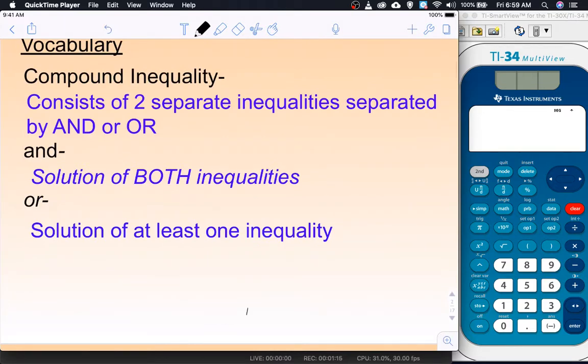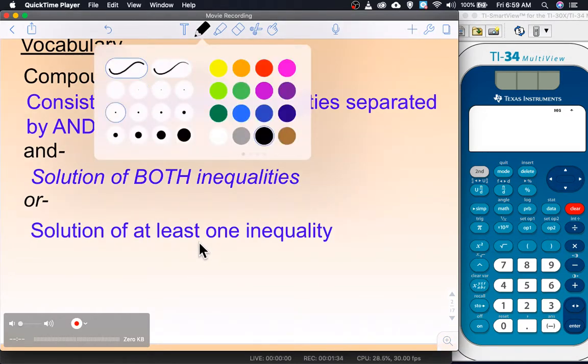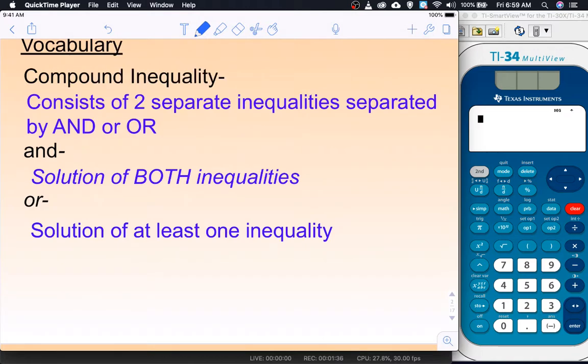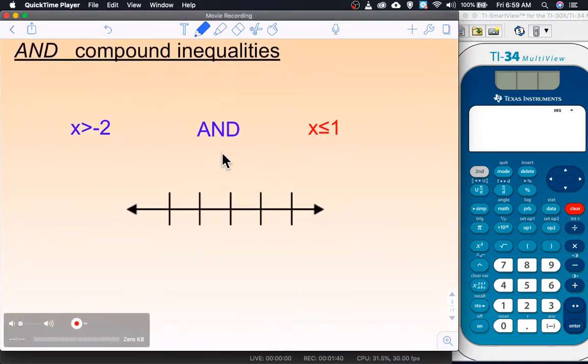Okay, we have a new vocabulary here, compound inequality. It consists of 2 separate inequalities separated by and or. And it says there, an and inequality, you're looking for the solution of both, and or you're looking for the solution of one. And I'll make sense of that here in a second. So this is an and inequality. You see it very clearly, and.